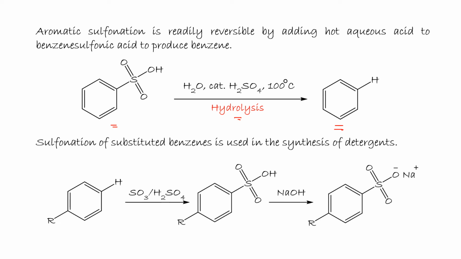Sulfonation of substituted benzene is used in many industrial products, among them the detergents. So we take very long chain alkyl benzene, sulfonate it to form aryl sulfonic acid, neutralize this with sodium hydroxide, we form the sodium salt, and that's the detergent. Or in some detergents it's potassium salt.